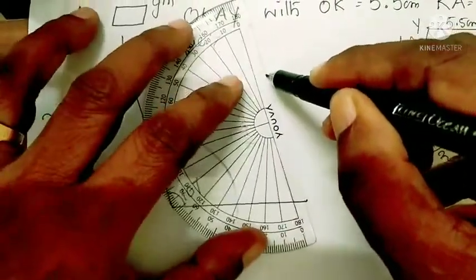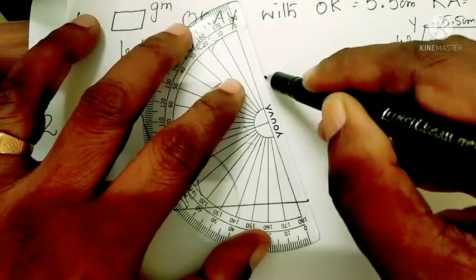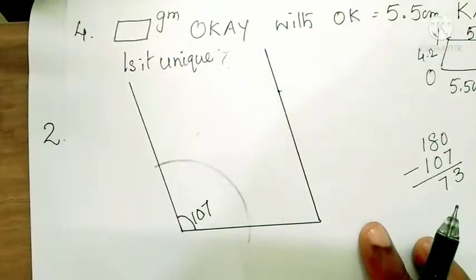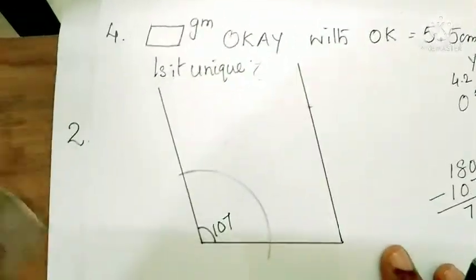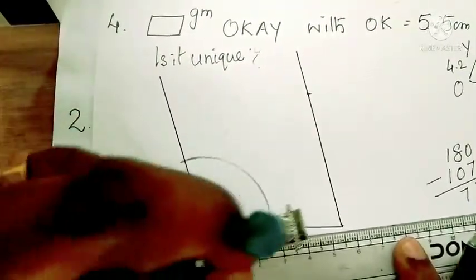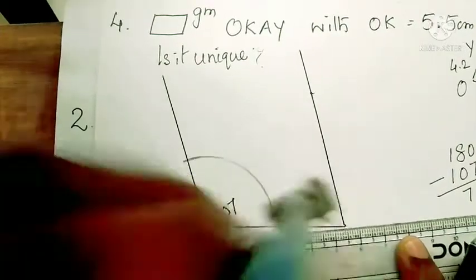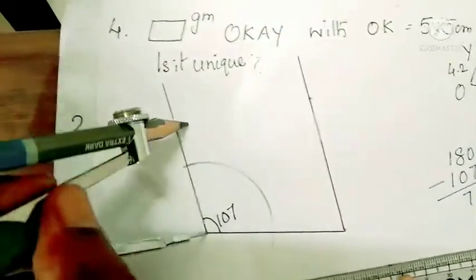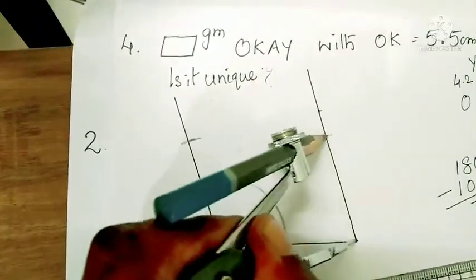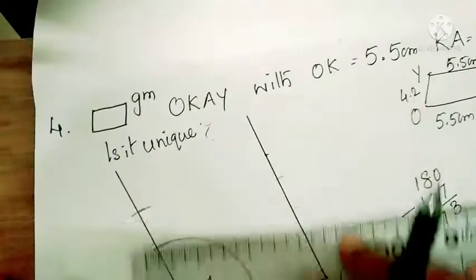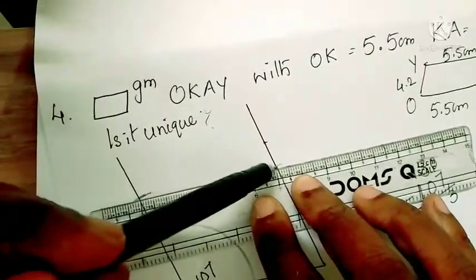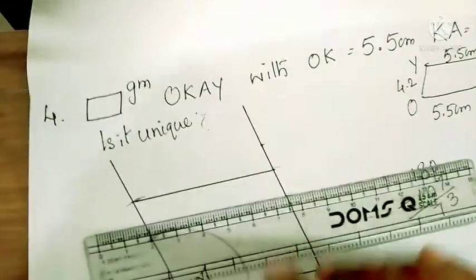Okay. And then you need to take 4.2 on both the sides. So, 4.2 from both the sides, take 4.2 and join them. This is how I drew.